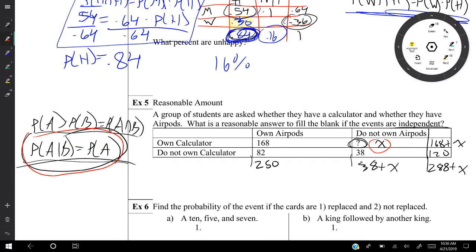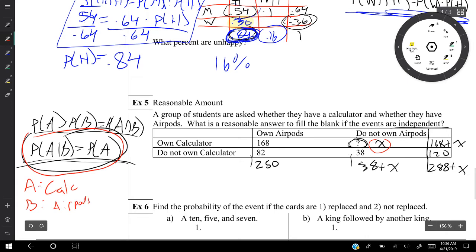You're probably like, you're pretty sure. Well, that's because I haven't done out every single possibility. But you could throw anything at me. What about the probability of AirPods given no calculator, or no AirPods given no calculator? It could be anything. Let's say A is, I'm going to do a different one from what I did in my own notes, which is probably a bad idea, but I'm going to do it anyway. Let's say A is calc and B is AirPods. Okay, you with me?